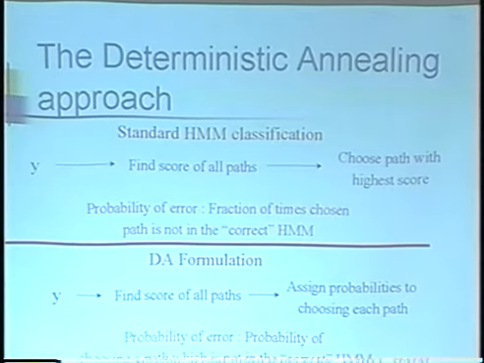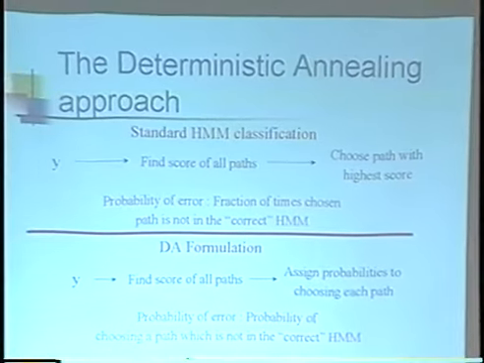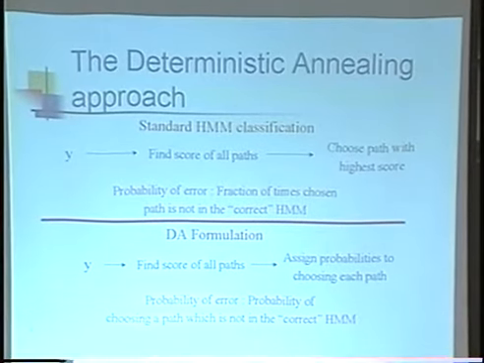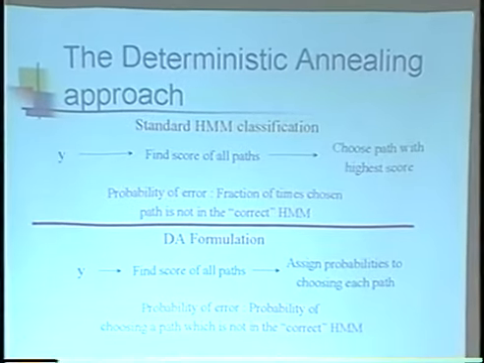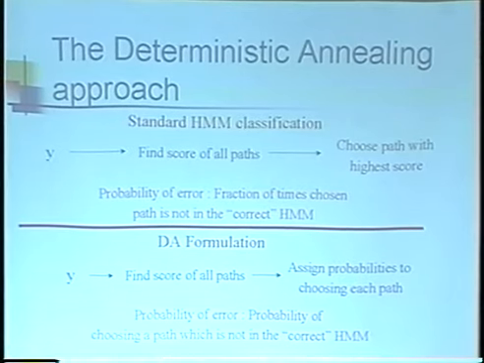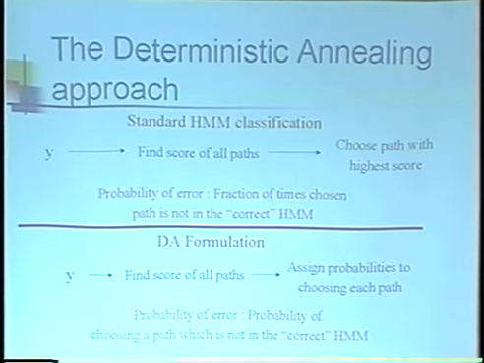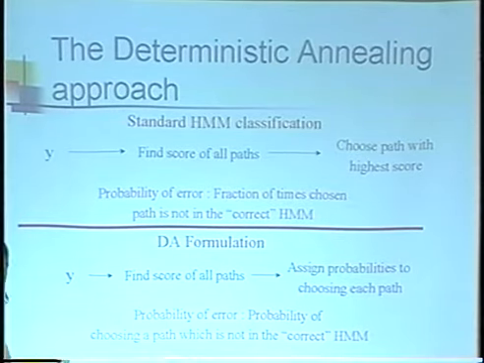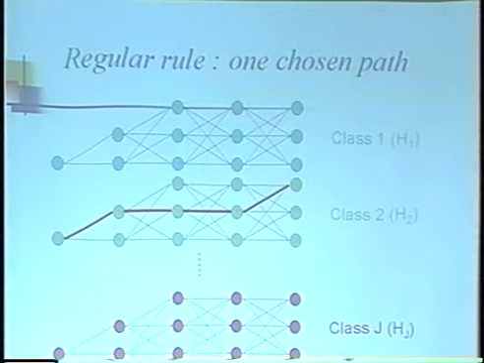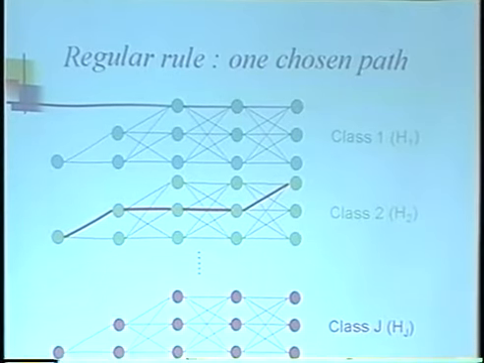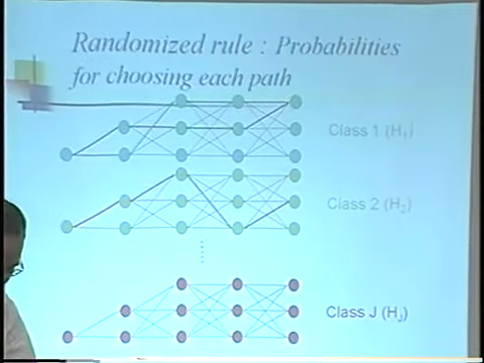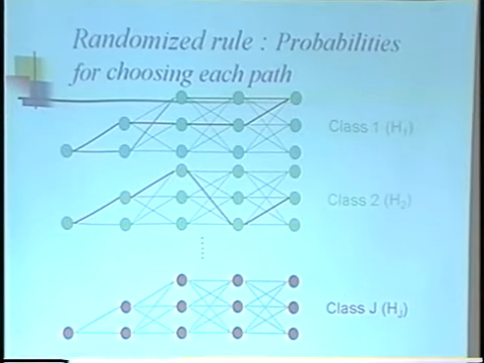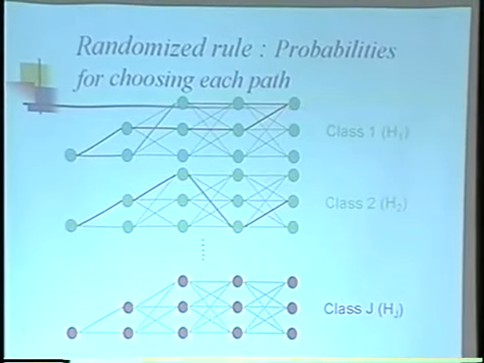In DA, you take the observation, find the score of all paths in principle. Of course, you're not going to enumerate all of them, and you assign probabilities to choosing each one of them. I'm going to choose each one with a different probability. And probability of error is the probability of choosing a path that is not the correct HMM. I hope the distinction is clear between the two things. The regular rule is somebody is going to win. The randomized rule is everybody is going to win, but with different probabilities.